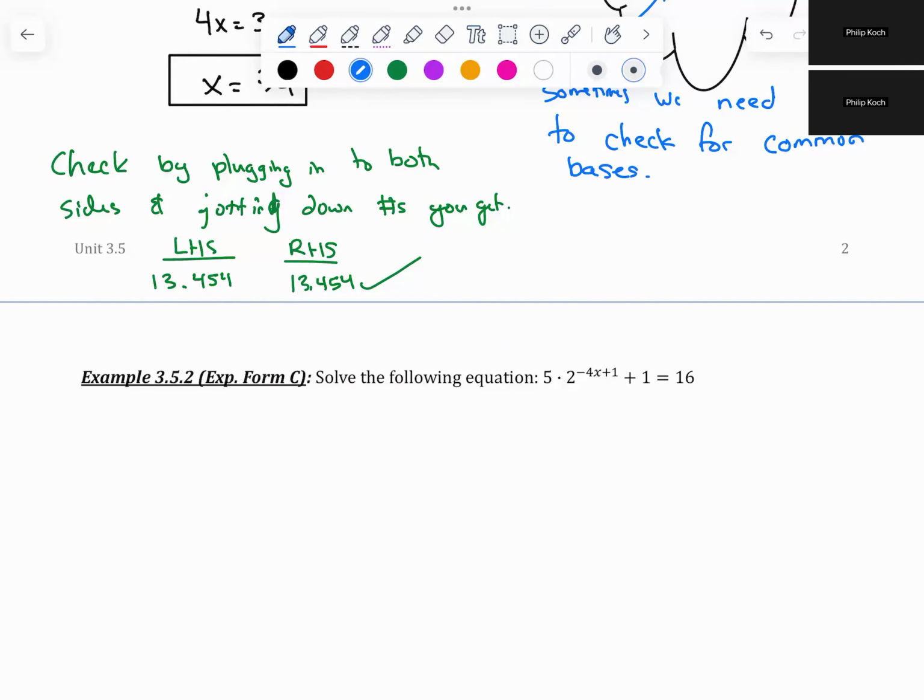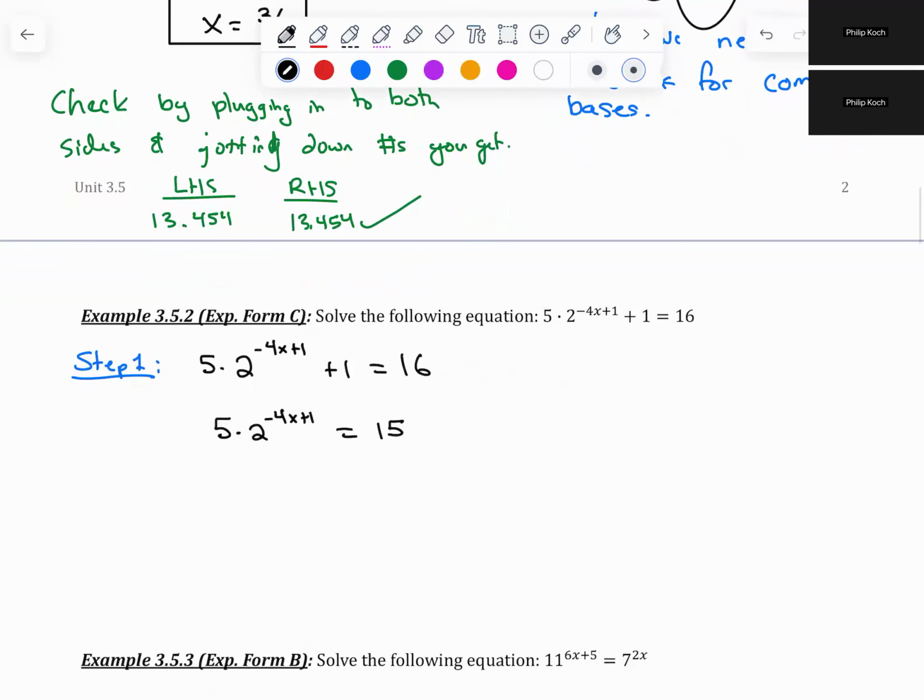So step 1: 5 times 2 raised to the negative 4x plus 1, plus 1 equals 16. I'm going to subtract 1 from both sides. 5 times 2 to the negative 4x plus 1 equals 15, at which point I will divide by 5 and get that 2 to the negative 4x plus 1 is equal to 3. Now it's looking like a form C because 2 and 3 don't have a common base.